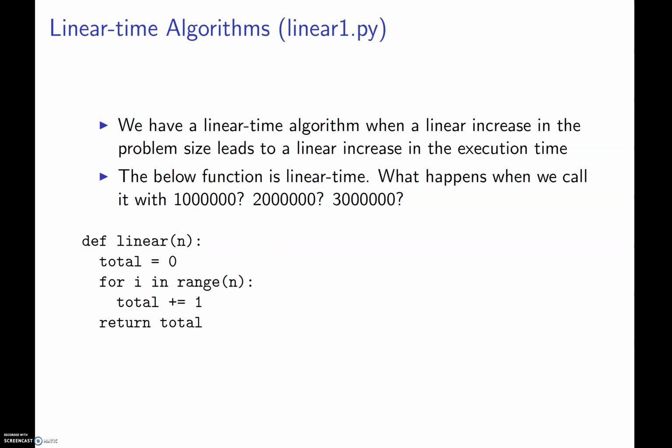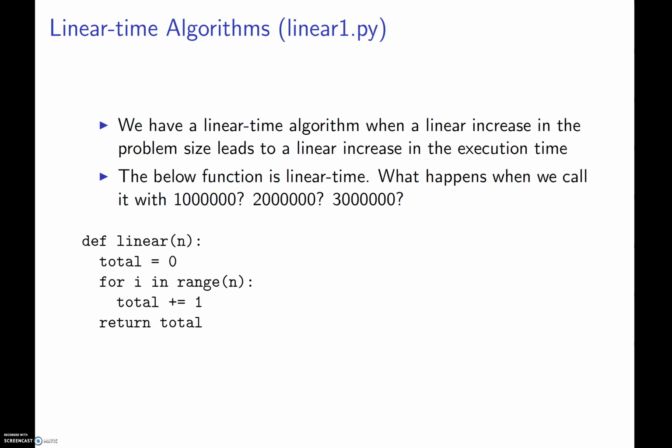So a linear time algorithm is one where a linear increase in the problem size leads to a linear increase in execution time. So what happens if we call it with 10 million, 20 million, 30 million? Well, it should be linear.